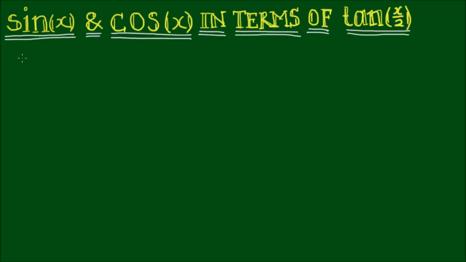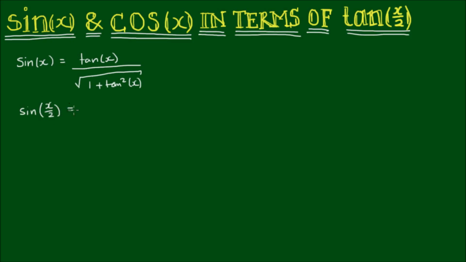In the last video we found that the sine of x can be written in terms of tan of x as tan x divided by the square root of 1 plus the tan squared of x. So it follows then that the sine of a half of x, or x on 2, is equal to the tan of x on 2 divided by the square root of 1 plus the tan squared of x on 2.